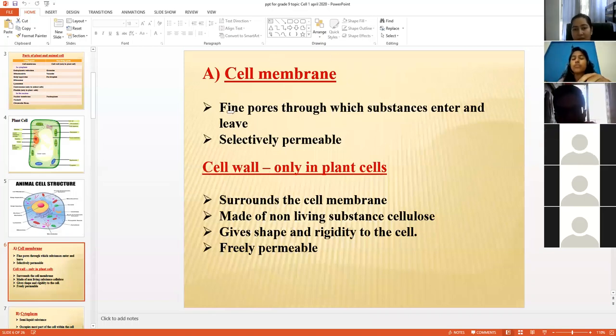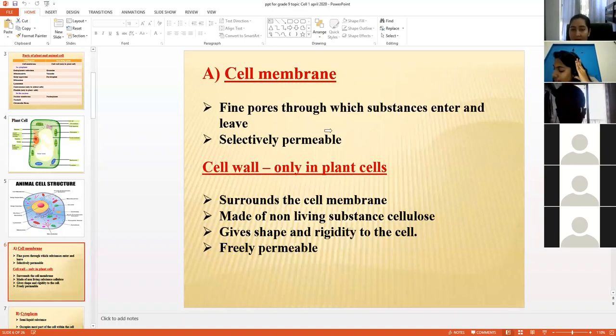Okay. Now children, in a cell membrane, there are fine pores through which substances can enter and leave. And a cell membrane has selective permeability. Now what do you mean by selective permeable? Why is a cell membrane selectively permeable? Because only certain substances can enter. Yes, only a few substances can enter, and those few substances, if they are small, they can enter. However, if they are huge, they will not be able to enter.